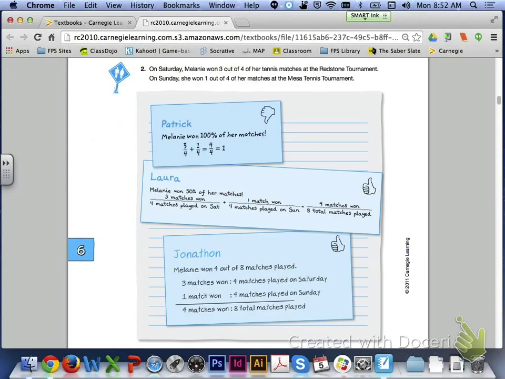Let's finish up problem 2 at the bottom of page 396. It says on Saturday, Melanie won 3 out of 4 of her tennis matches at the Redstone tournament. On Sunday, she won 1 out of 4 of her matches at the Mesa tennis tournament. So take a look at Patrick, Laura, and Jonathan's reasoning and how they came up with solving the problems. What we are going to do is take a look at page 397. I would like you to answer letters A through D with your group members based off of what Patrick, Laura, and Jonathan did.